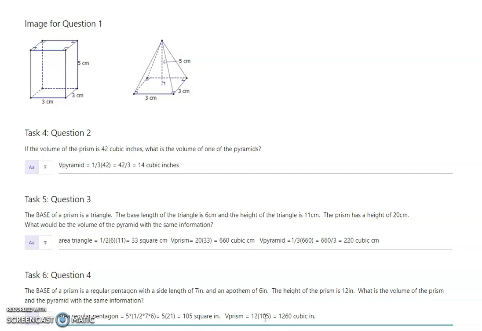So for the pyramid, we'll take the same answer that we came up with, which is the 1,260, and we will take a third of that. Or take 1,260 and divide it by 3, whichever one is easier for you. So that means the volume will be 420 cubic inches.